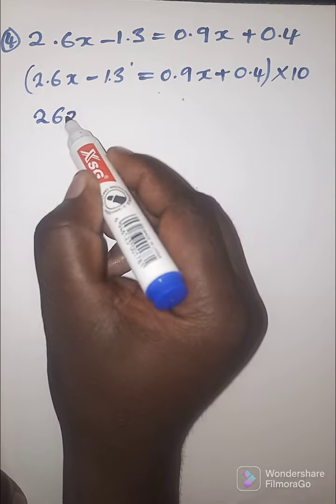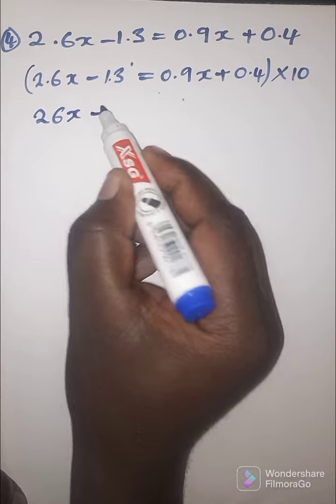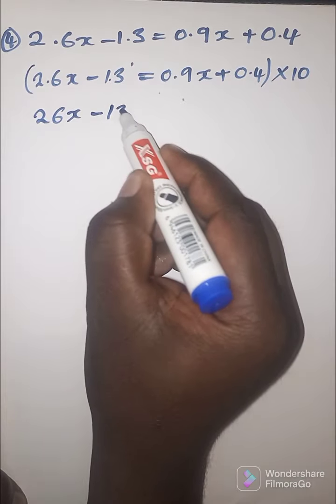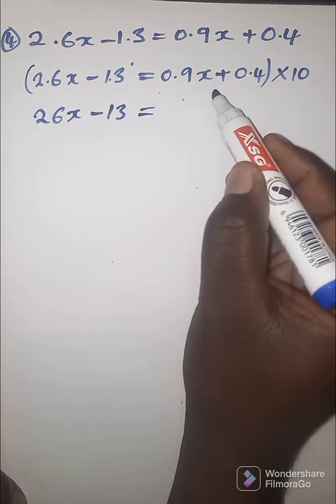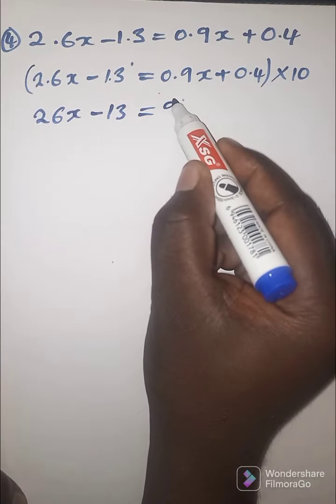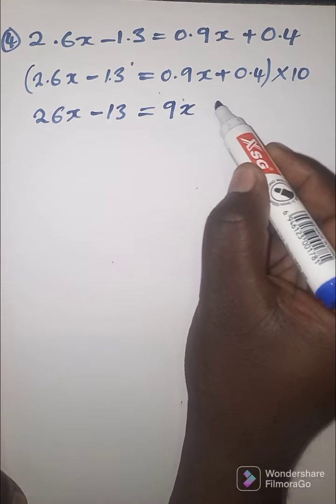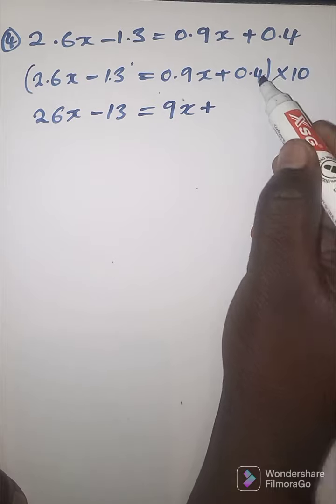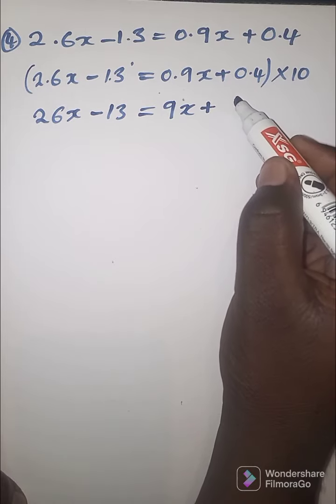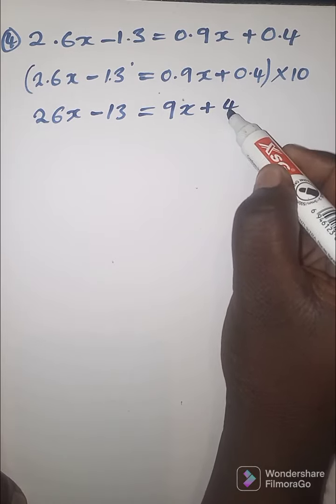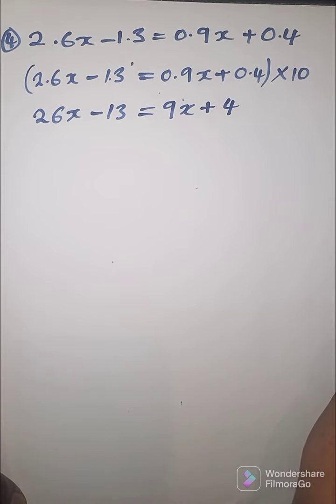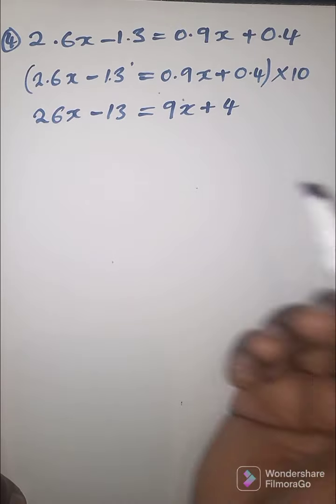2.6 times 10 will become 26, minus 1.3 times 10 becomes 13, is equal to 0.9 times 10, which is just 9x there, plus 0.4 times 10, which gives us a 4. Once we have gotten rid of the decimal points, it becomes very easy, just like the other equations, to solve this question.